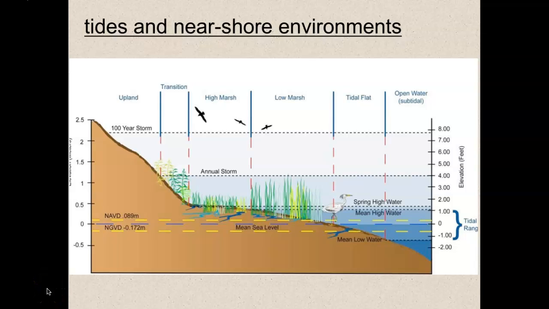Shoreline environments are then classified by their location relative to those tides. In the middle of this graph here, we have 0, which is the mean sea level that is between high and low tide. Here's mean low water, here's mean high water, and in between is mean sea level. So when sea level is referred to, it's that mean sea level line between high and low tide.